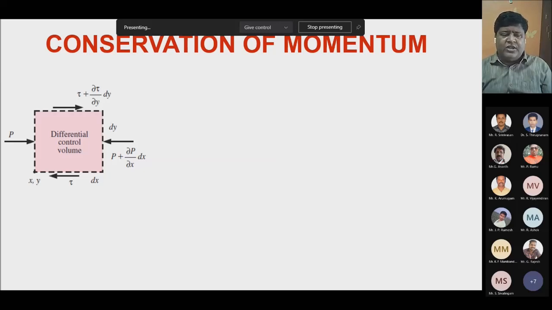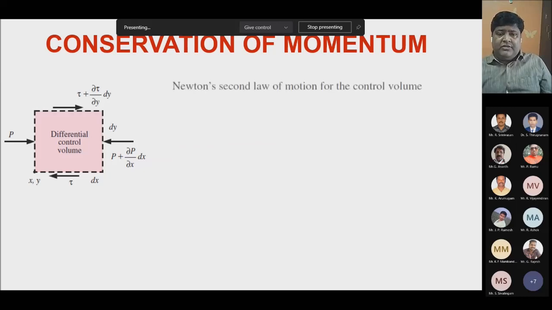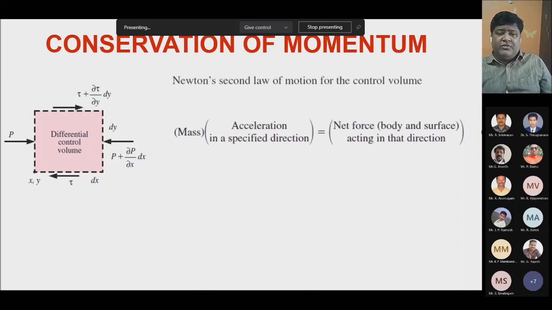So what are the forces acting on the control volume? F is equal to m into a. m is the mass of the control volume, a is the acceleration. When there is a force, there should always be acceleration. So this is the conservation equation, Newton's second law of motion for the control volume. Mass into acceleration is equal to the net force.